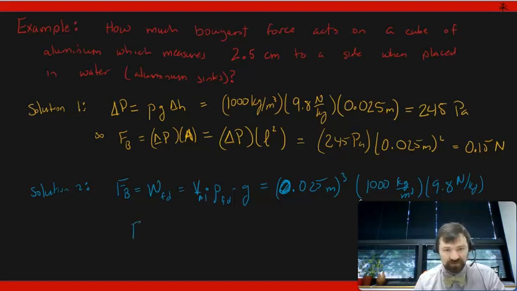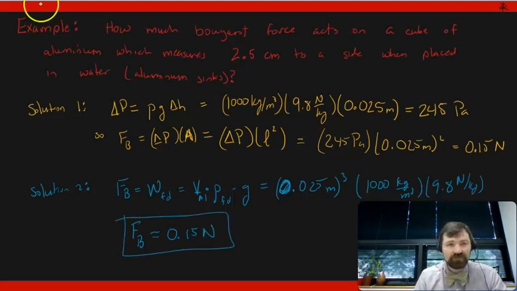0.15. So your buoyant force, once again, is 0.153125 either way, but we'll round it to two significant figures. So both of these have given us the same answer.